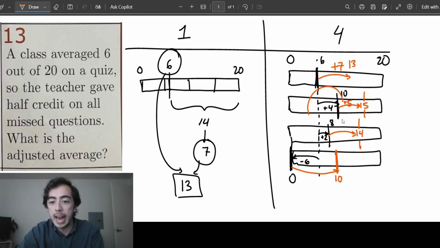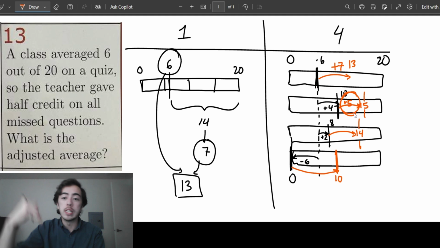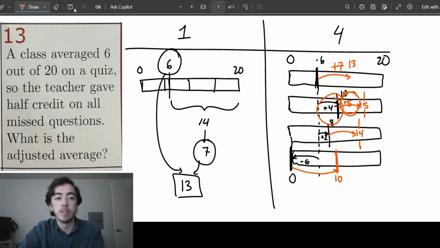But if we're adding on extra points to begin with, some correct questions, this value here gets decreased by half of what we added on here. And so that's why we went from 7 to 5, because that's half of this 4. That's why we went from 7 to a +6 right here. That's half of this 2.